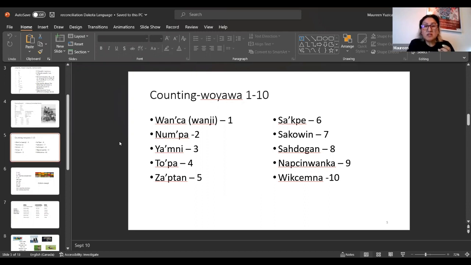So we counted 1 to 10: Woyawa, Wancha, Numpa, Yamini, Dopa, Zapta, Shakpe, Shakowi, Shakdogan, Napchuanka, Wikchemna.